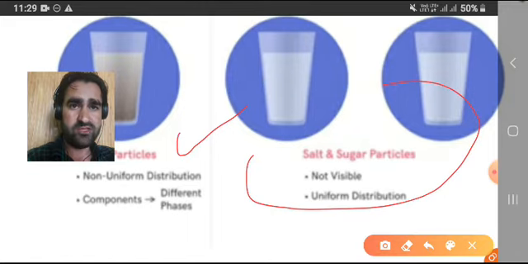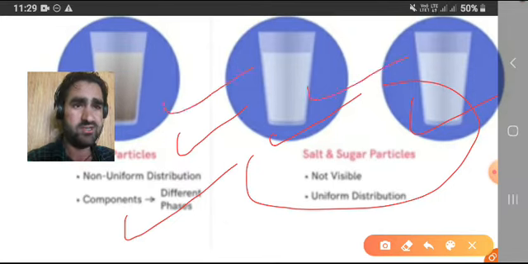Also, we can see there are different phases or components of the mixture in this particular glass. This is muddy water, this is salt water, this is sugar and water solution. So these are three solutions: mud and water, salt and water, sugar and water. In the first case, the mud particles or the dust particles can be seen by the naked eye. There are two distinct phases. So this is a different kind of mixture.